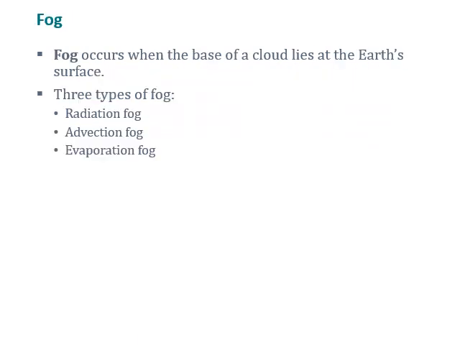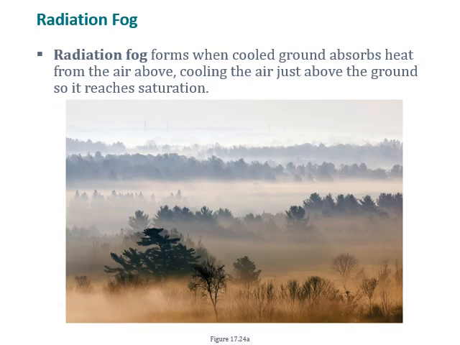Fog is simply when the base of a cloud occurs at Earth's surface. So there's really no difference between fog and clouds. And there are three types of fog: radiation fog, advection fog, and evaporation fog. Radiation fog forms when cooled ground absorbs heat from the air above, cooling the air just above the ground so it reaches saturation. Here's a picture as an example of radiation fog.